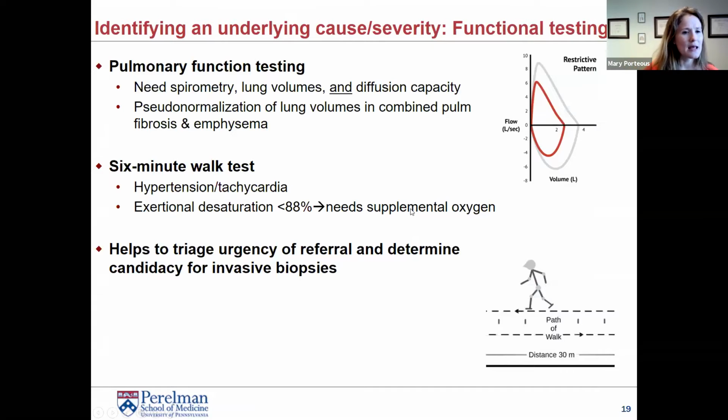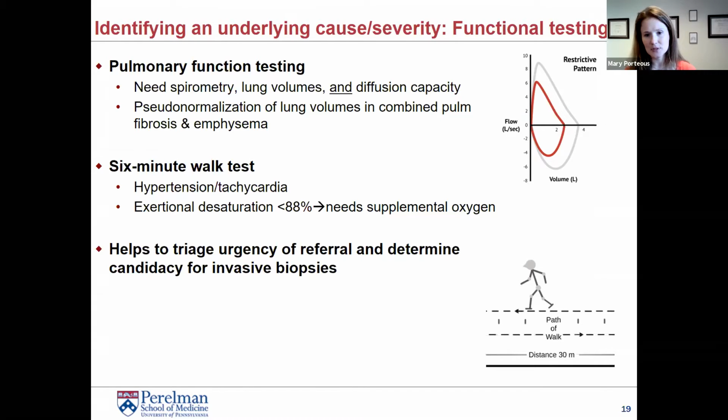So the next step is looking at functional testing. For PFTs, you need spirometry, lung volumes, and diffusion capacity, because many patients may have normal spirometry or pseudonormalization of lung volumes if they have combined pulmonary fibrosis and emphysema. The 6-minute walk test is great. It's the cherry on top for us, but you don't necessarily have to do the full 6 minutes. If you're walking in your office, 100 or so feet, are they having exertional desaturation? Do you need to get them set up with oxygen, at least in the meantime?